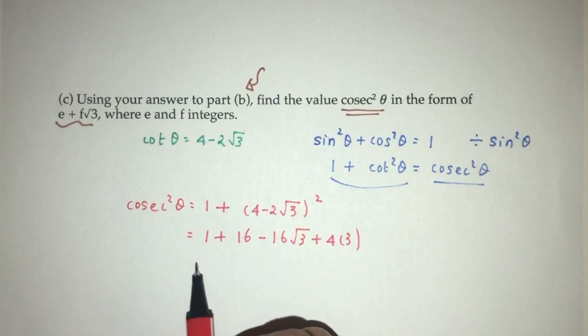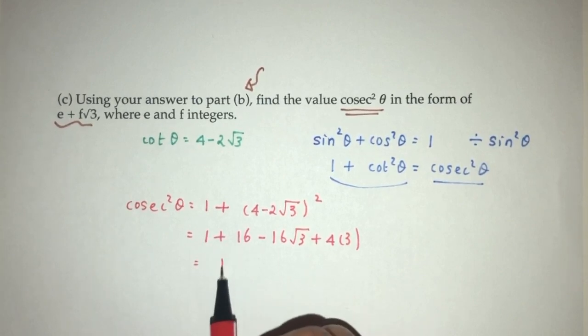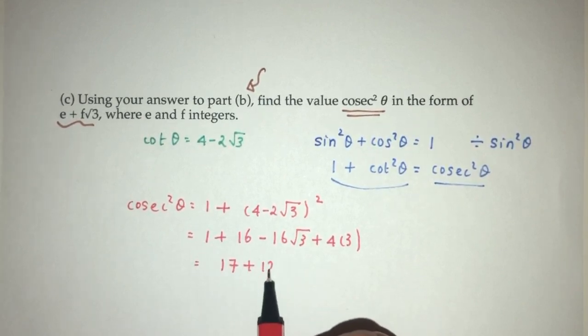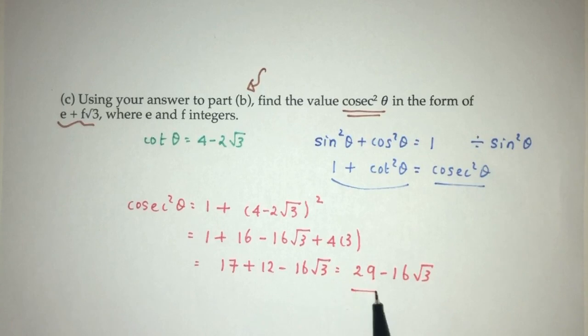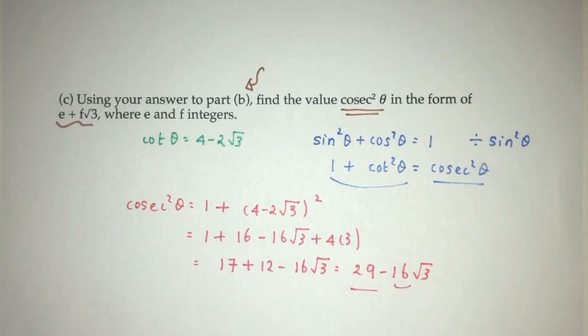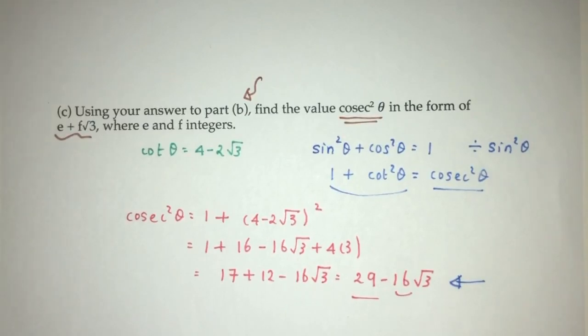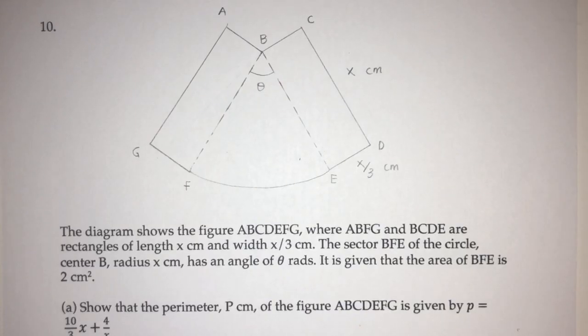So let's see what we have. That will be 1 plus 16 plus 12 minus 16 root 3, so 29 minus 16 root 3, where E and F are integers as well. And this is your answer for part C of the question. And that is question number 9. Let's move on to question number 10.